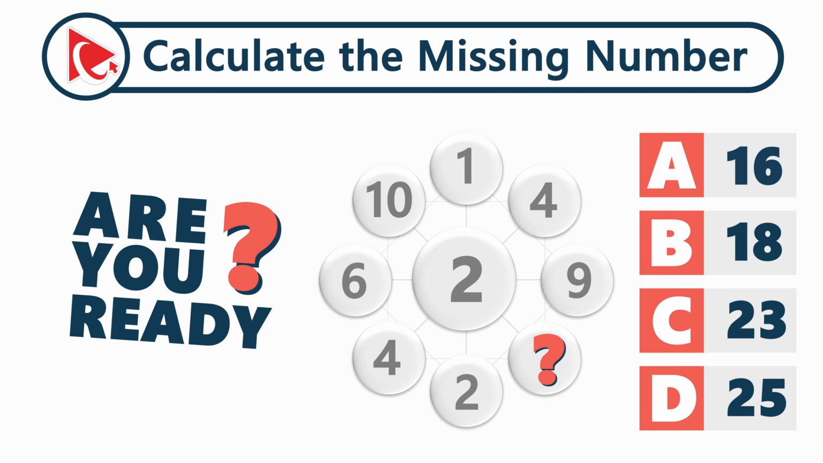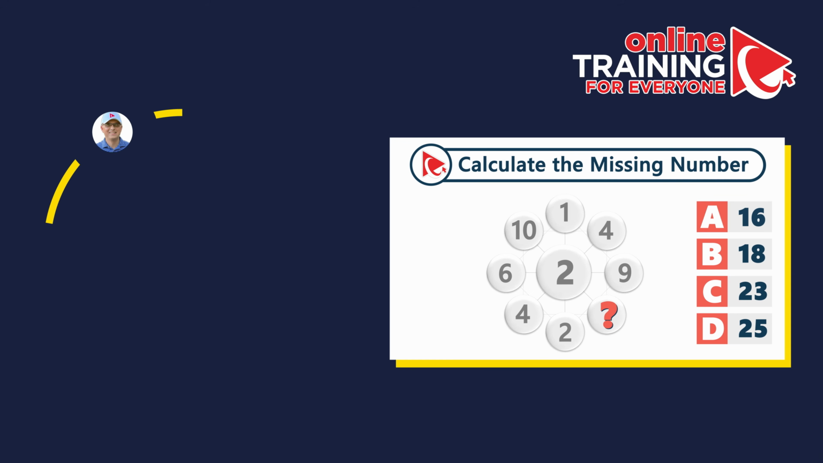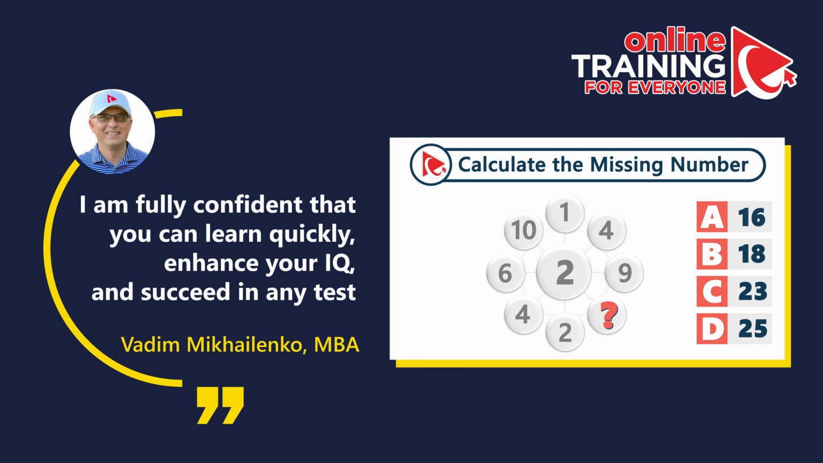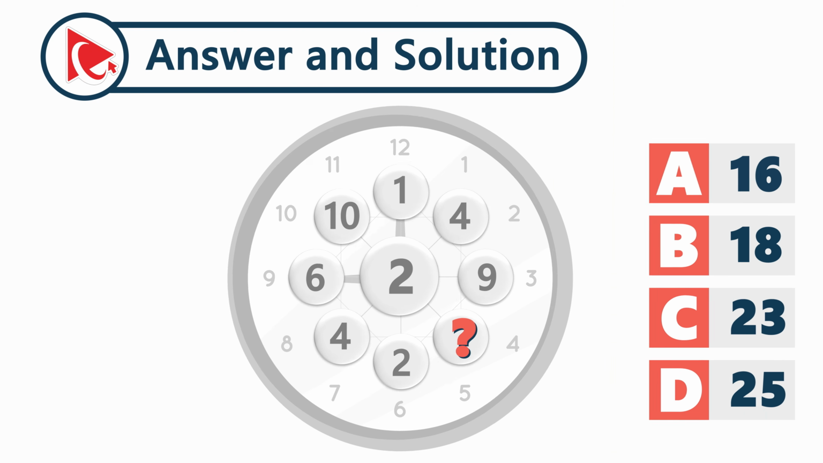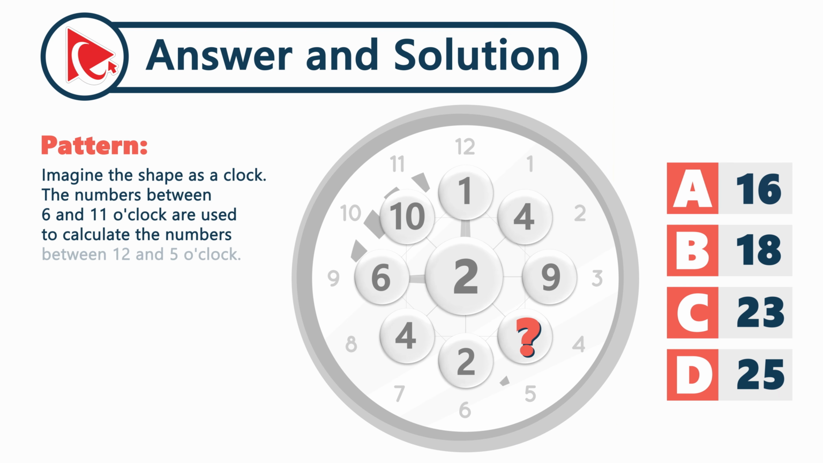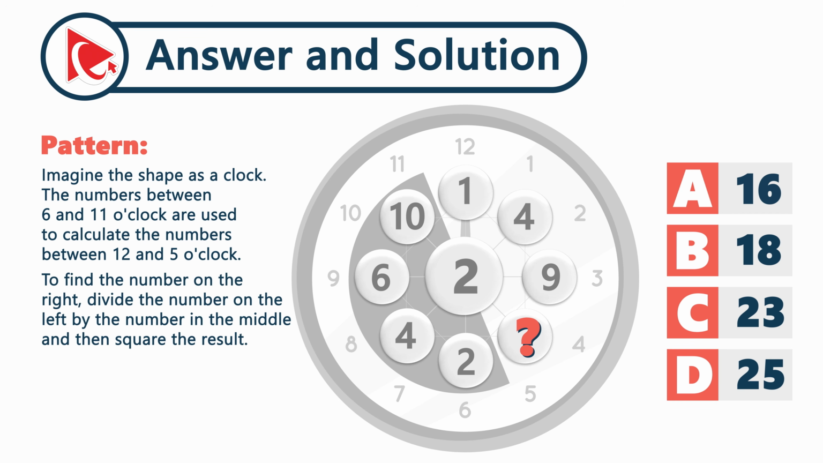Are you ready to present your answer? Let's take the next step and see where it leads us. You might be amazed at how straightforward the solution can be. Imagine that this shape has a clock behind it. The numbers between 6 and 11 o'clock are used to calculate the numbers between 12 and 5 o'clock. To find the numbers on the right, divide the number on the left by the number in the middle and then square the result.